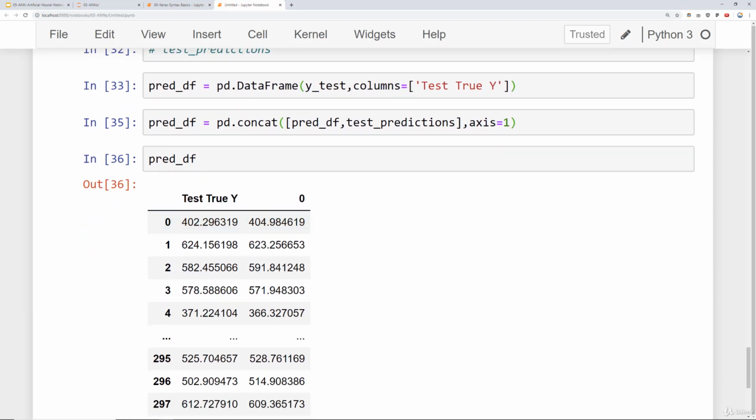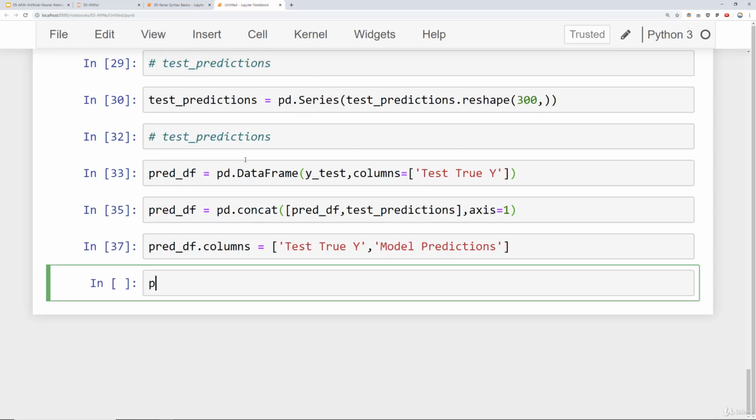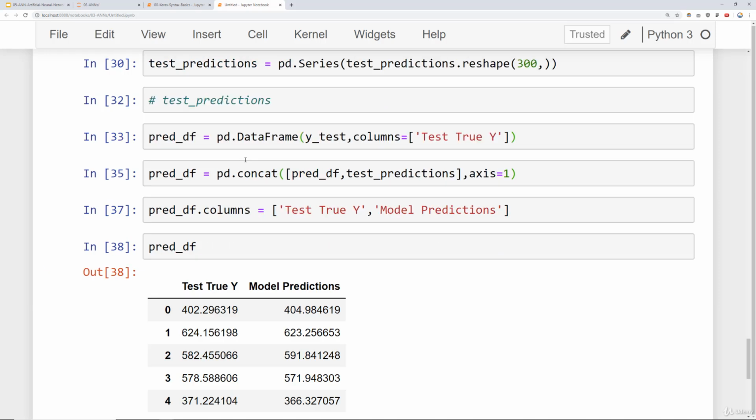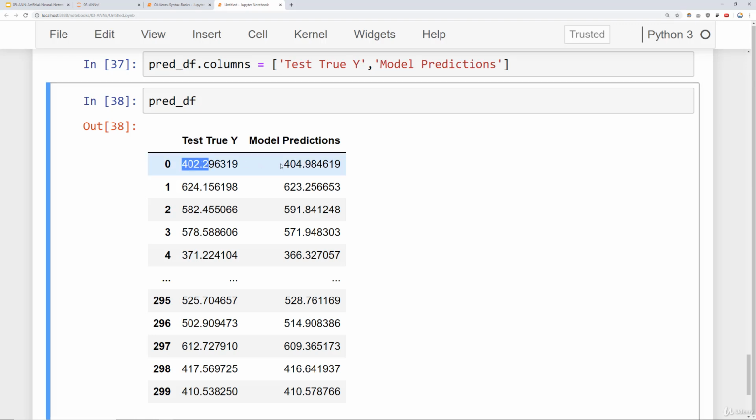looking like this. We have test true y, and here we get 0 because we don't actually have a name for that. So I'll go ahead and say my columns are test true y, and then my model predictions. So now when I take a look at my predicted data frame, I get this result. So here I can directly see, based off my test set, what the true price value was and what my model predicted. Okay, so what I can do is lots of things now.